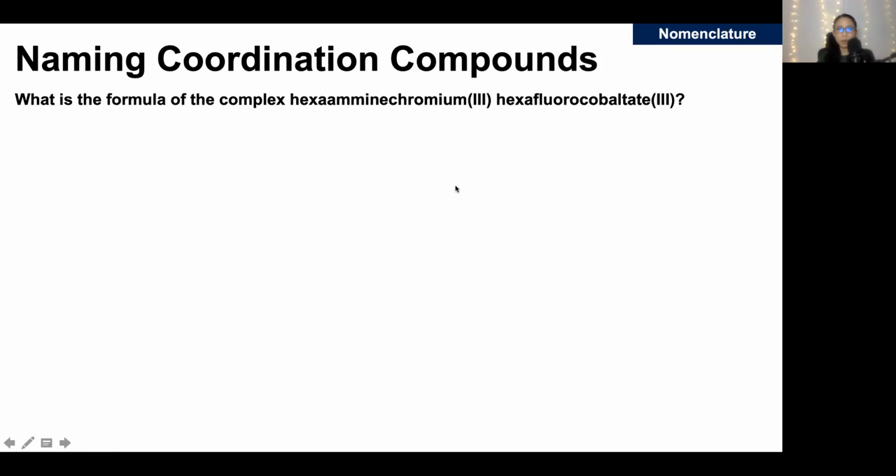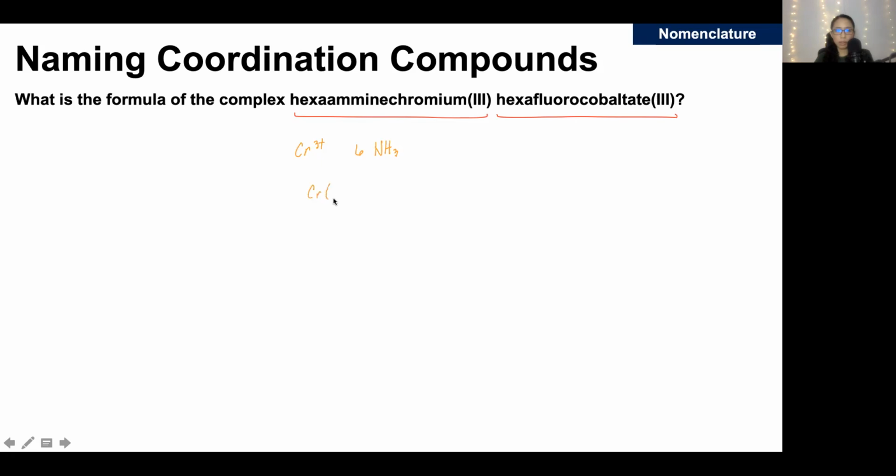What is the formula of the complex hexaamine chromium 3 hexafluorocobaltate 3? If you are getting the hang of it, you must be able to recognize that the cation, which comes first in the name, is a complex, and the anion is also a complex. So let's start with the cation. You have chromium 3 as the center, and you have amine, that's ammonia, and you have 6. Ammonia is neutral. That makes your cation have a charge of +3.